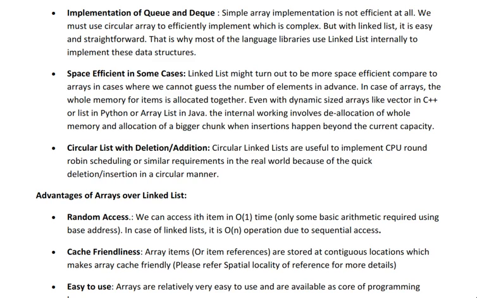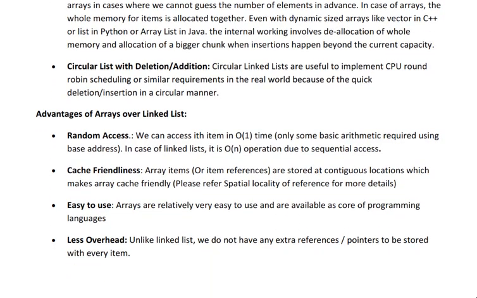Now, what are the advantages of arrays over linked lists? The first advantage is random access. We can access any particular item, the ith item, in O(1) time. In the case of a linked list, it is O(n) due to its sequential access.